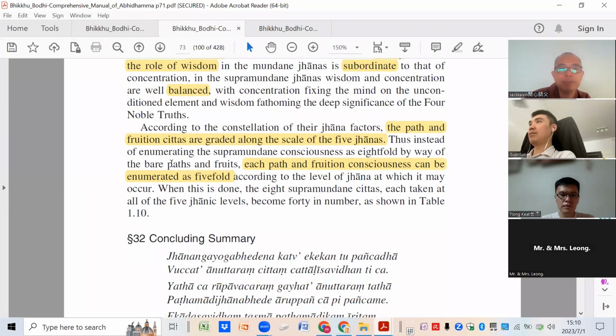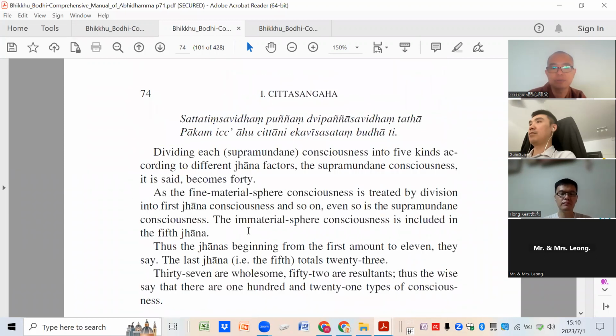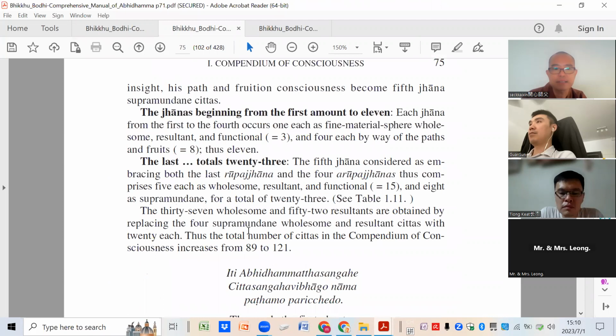Okay, next, let's take a look. The path and fruition are graded along the scale of the five jhanas. So that is the answer. Each path and fruition consciousness can be enumerated as fivefold. Okay, so this is a summary.